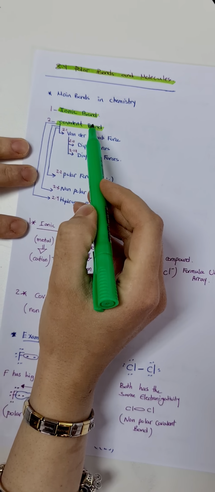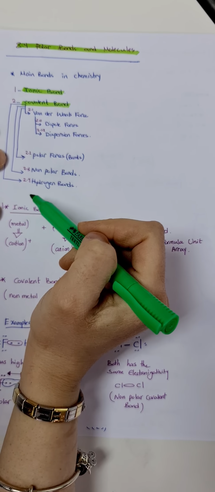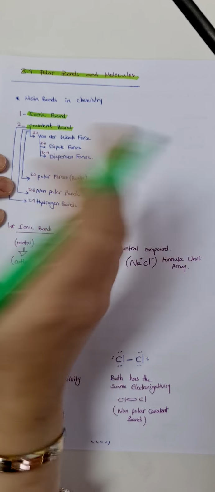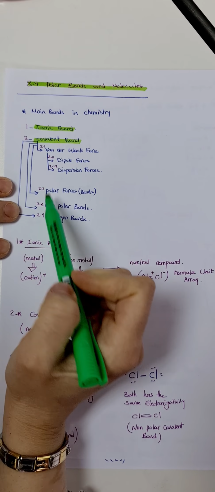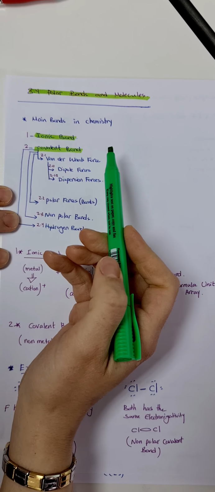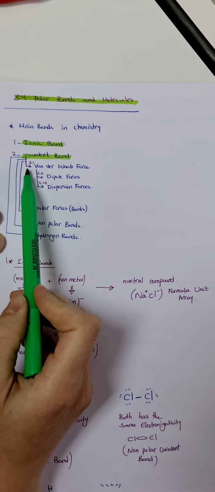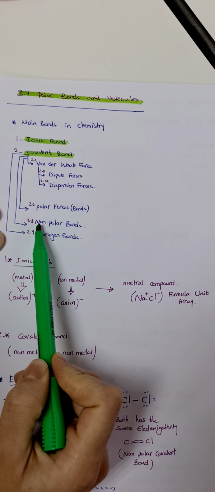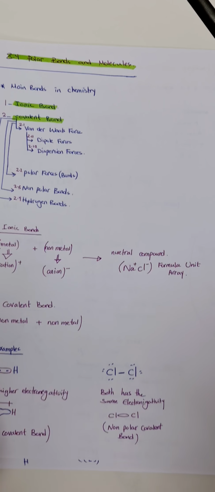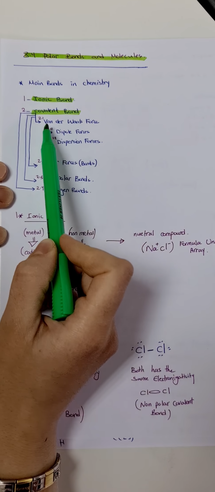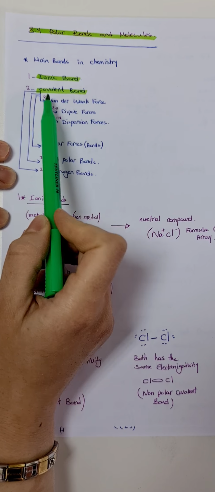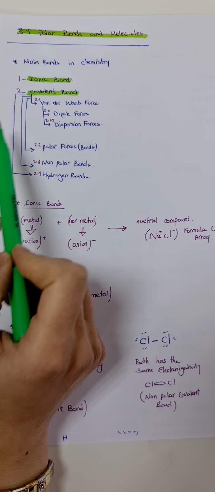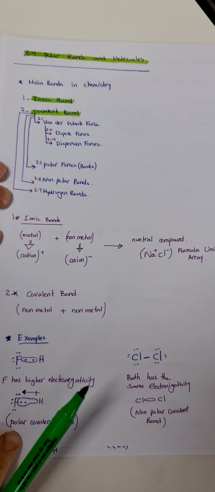Inside the covalent bonds, all covalent compounds have certain types of forces. Some of them have them all, some of them have only part of them. The main types of forces for the covalent bonds are van der Waals forces, polar forces, non-polar forces, and hydrogen bonds. Okay? Now, the van der Waals forces have two types: the dipole and the dispersion. I will discuss them in detail right now.